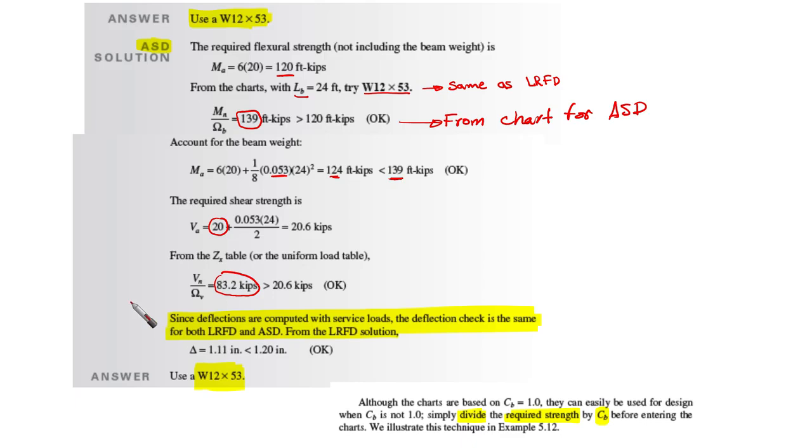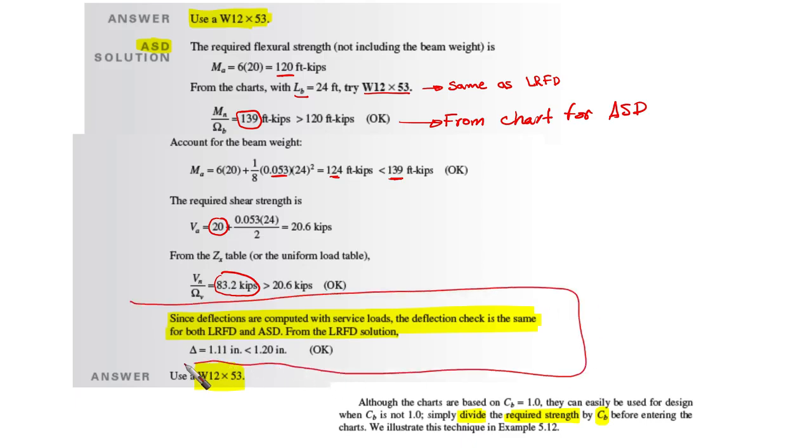Okay, and then the last part is related to the deflection, but we are not going to calculate the deflection again. It is pretty much the same as LRFD. Since deflections are computed with service loads, the deflection check is the same for both LRFD and ASD. From the LRFD we found that 1.1 was less than 1.2, because deflection, as we said before, is related to service loads. It doesn't account for factored loads, so it works for both LRFD and ASD.